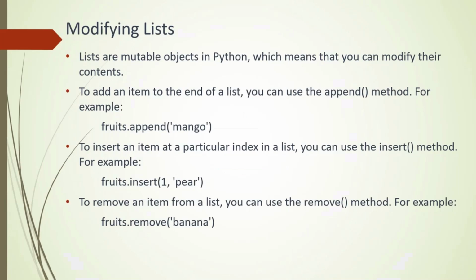If you decide to remove an item from the list, we say fruits dot remove. We want to remove banana from the list, so we have to enclose banana inside the brackets, which means our new list, if you execute that, you're going to get apple, pear, and orange.